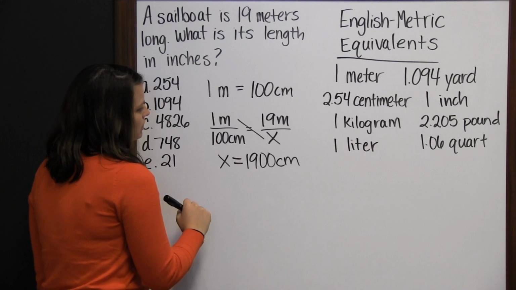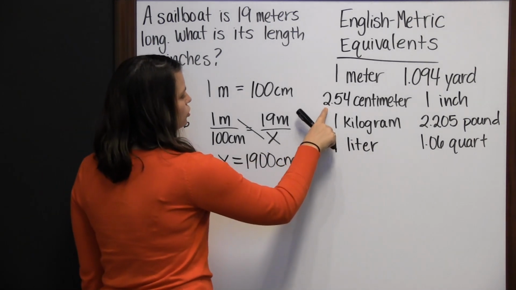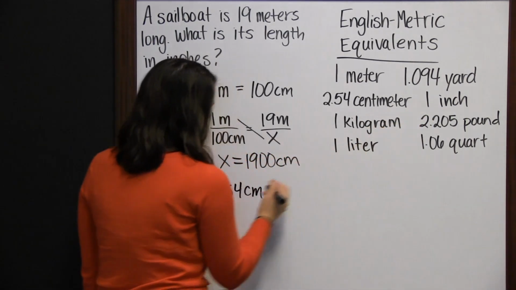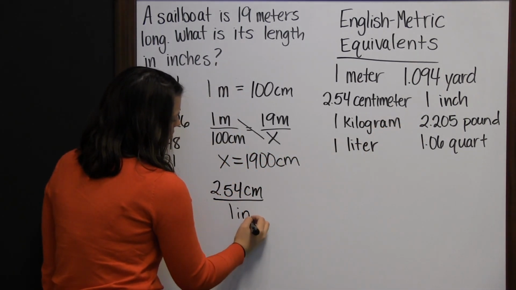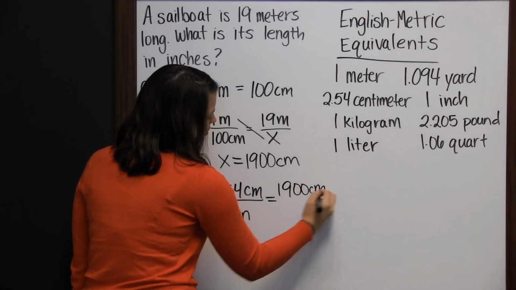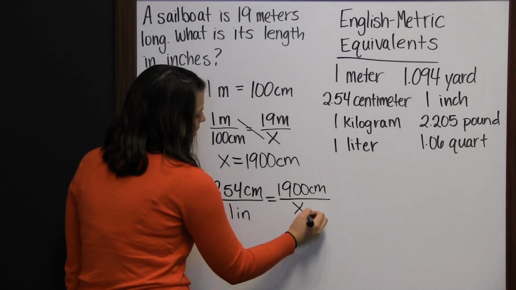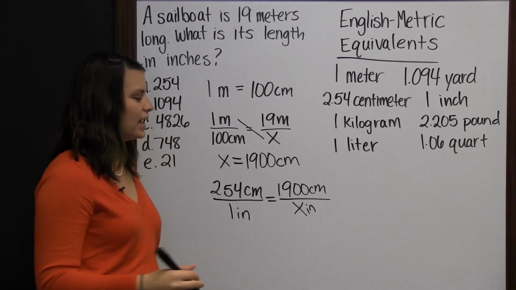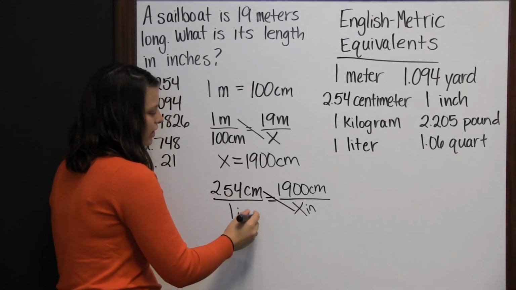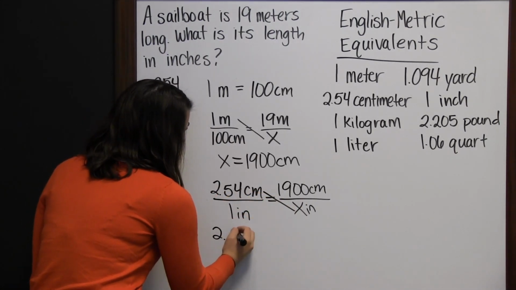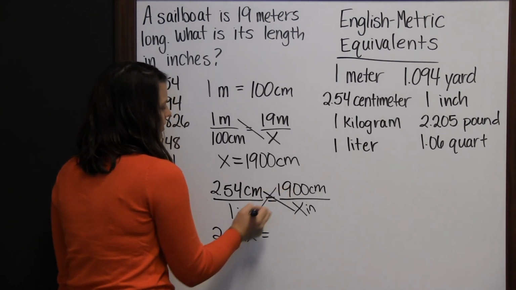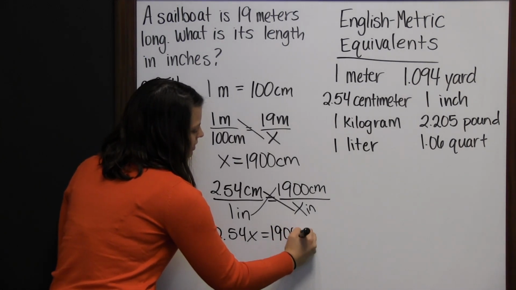Now I can use another proportion to find inches. I know that 2.54 centimeters is 1 inch, and I have 1900 centimeters, and I need to know how many inches that is. And again, to solve a proportion, we cross multiply. So 2.54 centimeters times x, 2.54x, is equal to 1 times 1900, which is 1900.